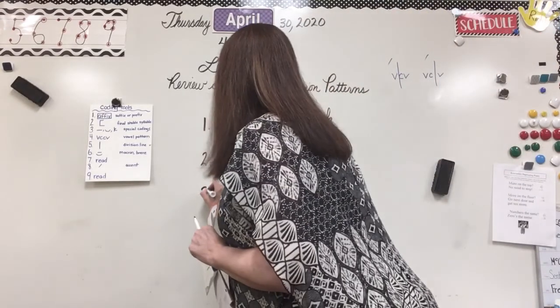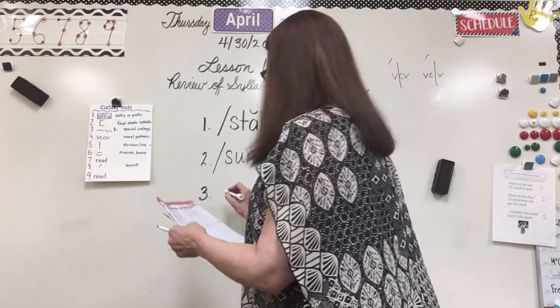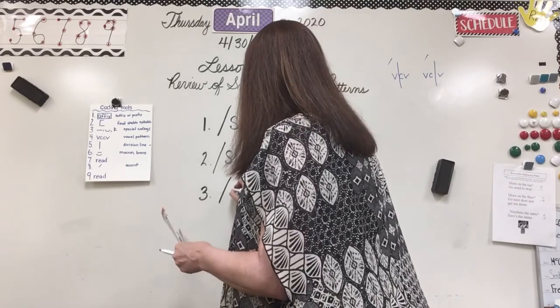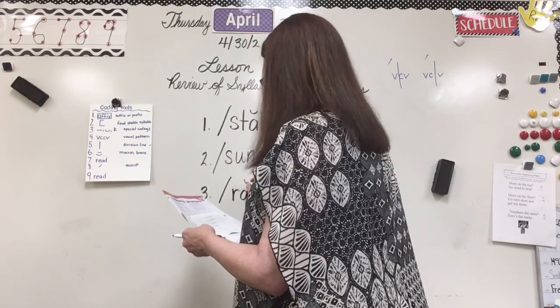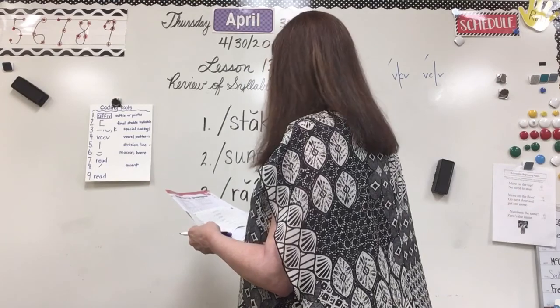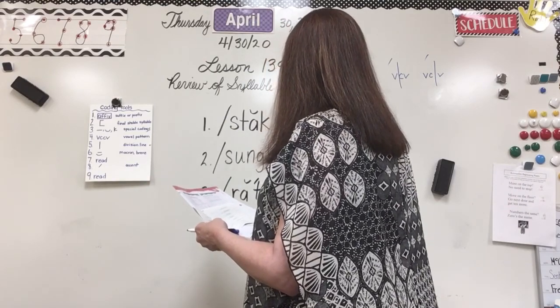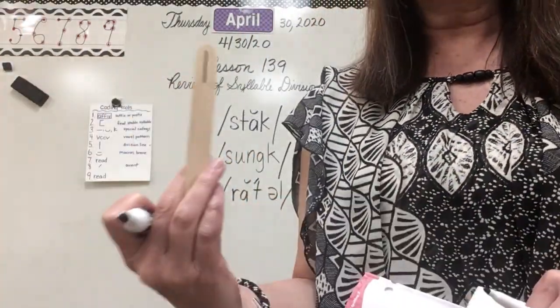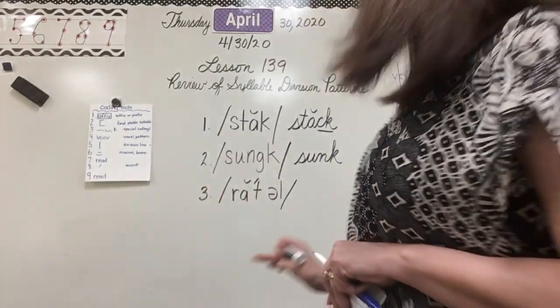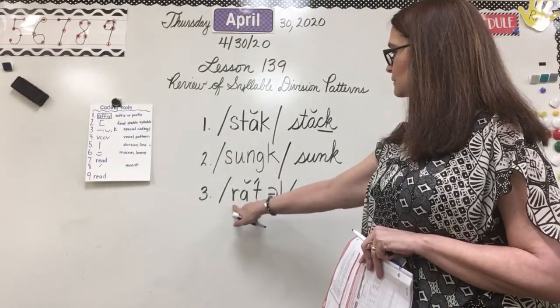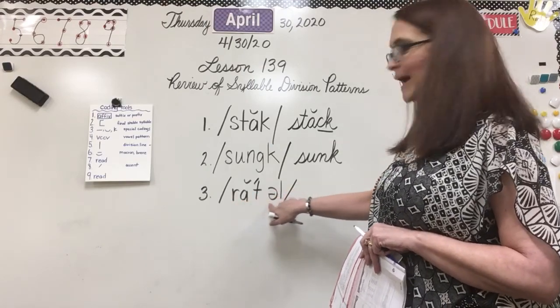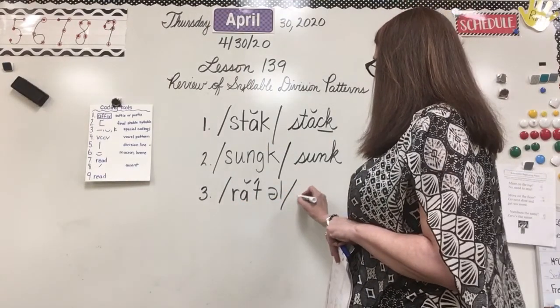All right, now look at number 3. Number 3 on your paper looks like this. Okay, that's how you pronounce it. So I'm going to put my straws in again, and I'm going to call on Max. Max, how would you say this word? Rattle. Very good, Max. Rattle. And then how would I spell it, Max?